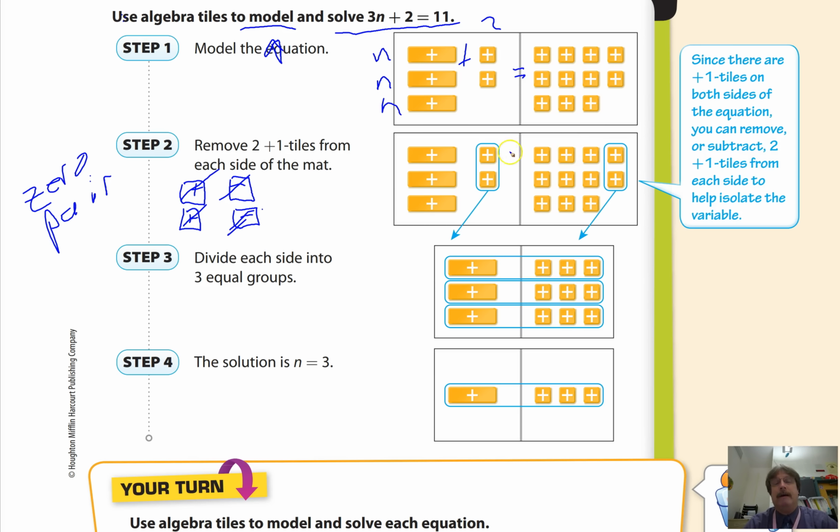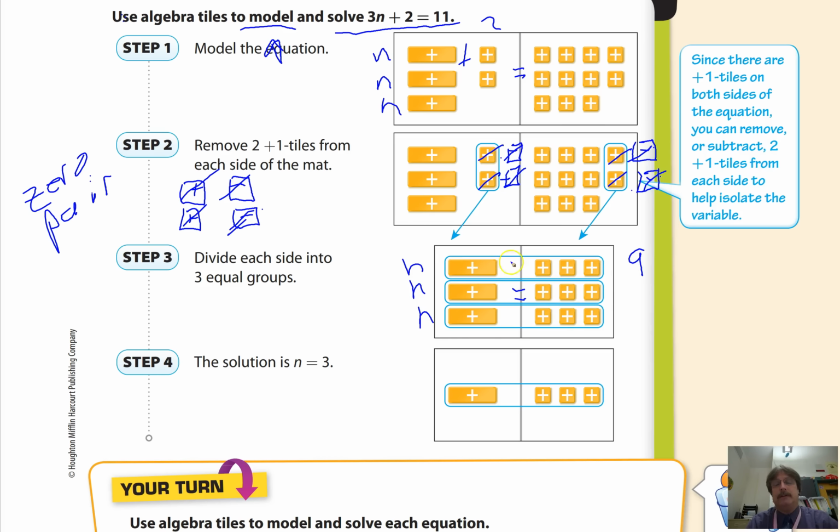So you put in 2 negatives here, and you also put in 2 negatives here, because you remember you have to keep balance on the equation. What you do on one side, you have to do on the other. Then they cancel out, and these cancel out. There's a positive and a negative that cancel out, they make 0. So then you reduce down to where you have 3 n's equals 9 over here is the total.